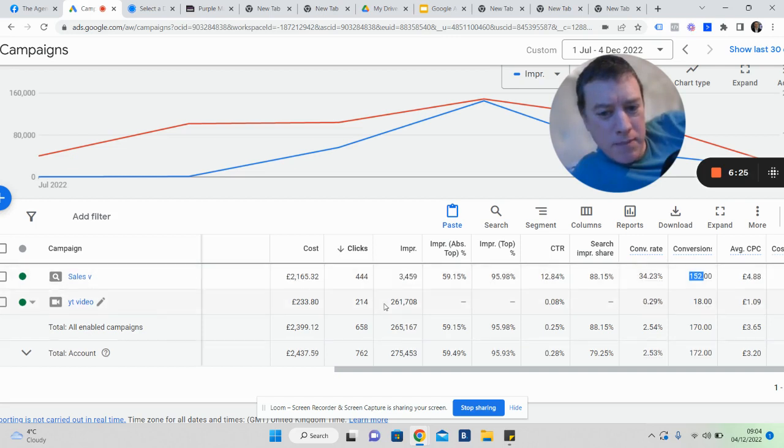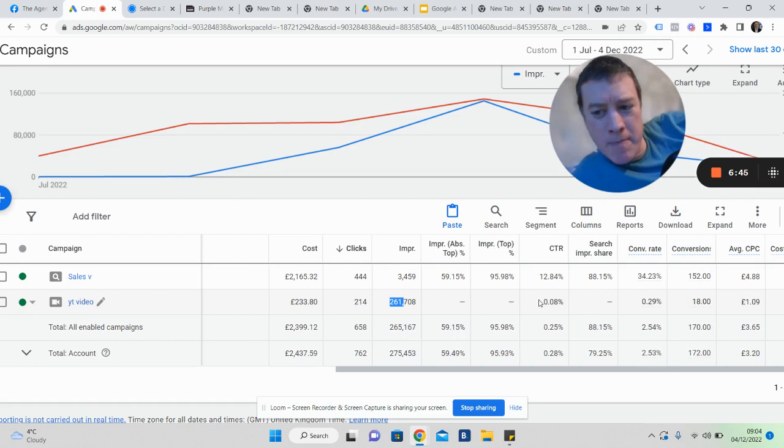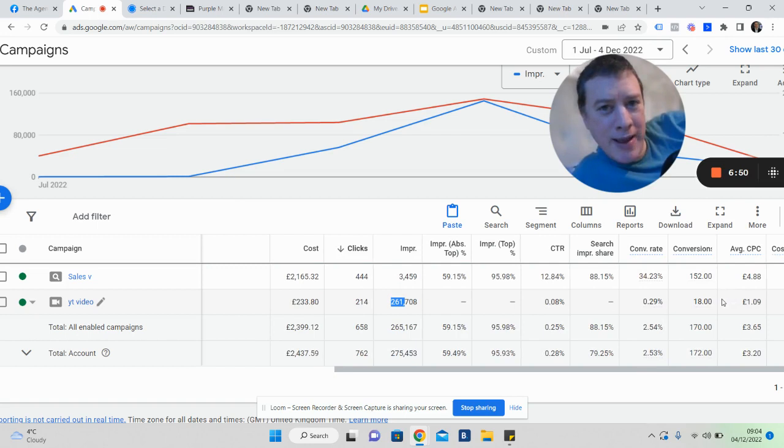we had 214 clicks on the ads. We only spent £233.80, but we had 261 impressions on the ad. I haven't got the view rate here. The metrics are a little bit less, but look, average cost per click in YouTube is £1.09 versus £4.88. The average cost per lead in YouTube is different, there's a little bit of a difference there.